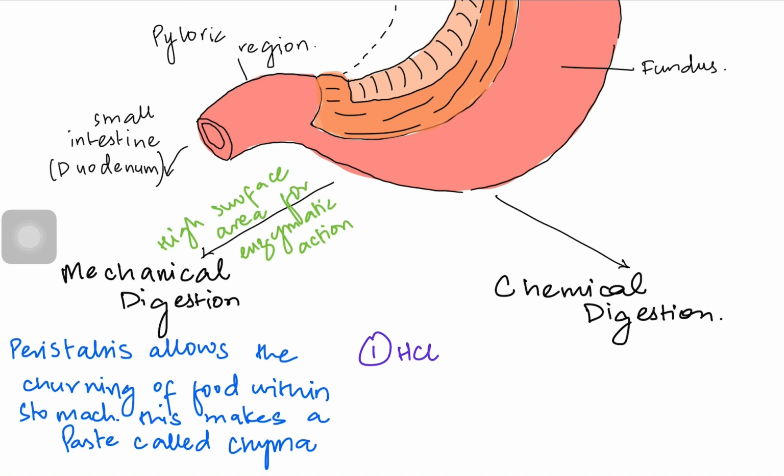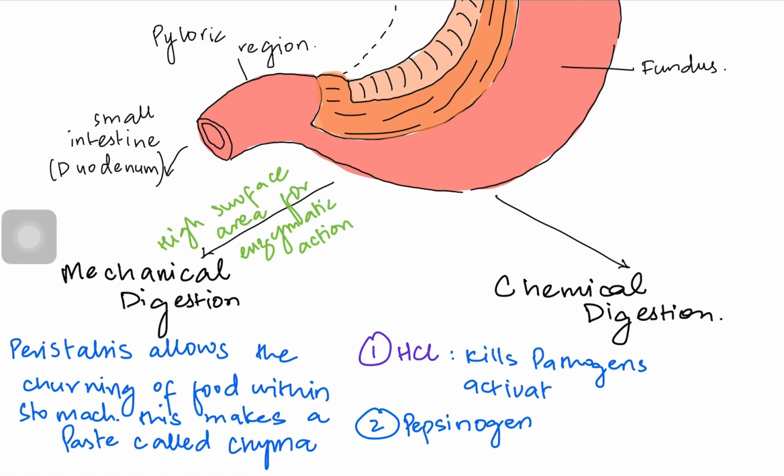In the chemical digestion part, the first important thing is HCl, and the second thing that we find in the stomach is the pepsinogen enzyme. HCl stands for hydrochloric acid. If you take chemistry, you would know it's a strong acid. So HCl kills the pathogens because it's a really acidic environment and all the bacteria are dead. HCl also activates the pepsinogen because pepsinogen is the inactive form of the enzyme. HCl also provides the optimum pH, by the way.